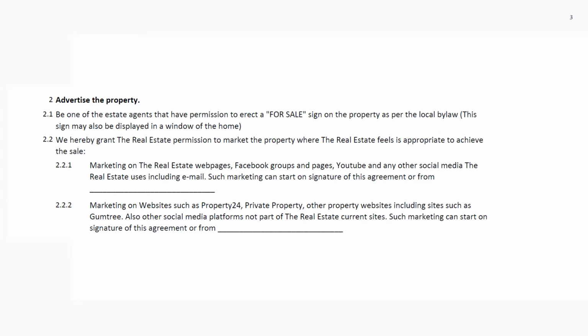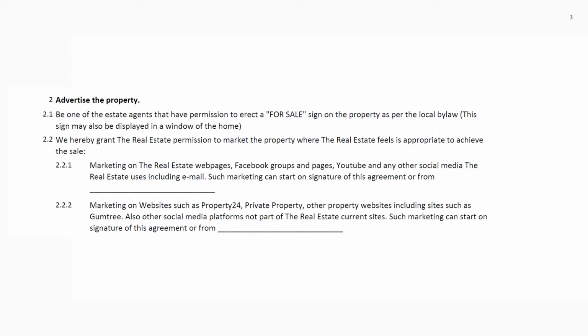Clause 2 deals with the marketing or advertising of the property. Clause 2.1, for a for sale sign to be erected on the property, two aspects need to be adhered to. The first is permission needs to be granted by the owner for the agent to erect the sign. The second is that it needs to be within the local bylaws of the local municipality. The clause 2.1 requests that the owner give permission in accordance with those bylaws.